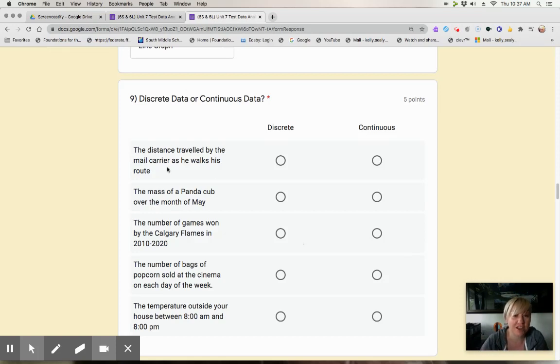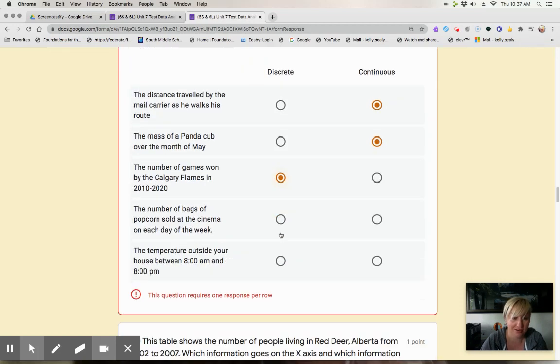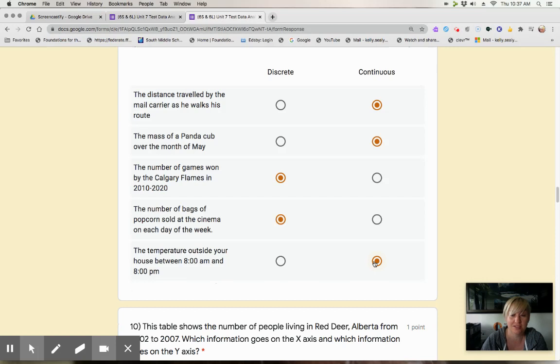The distance traveled by the mail carrier can be measured in decimals, that's continuous. The mass of a panda cub over the month of May can be measured in decimals, so continuous. The number of hockey games won by the Calgary Flames can only be measured in whole numbers, so that's discrete. The number of bags of popcorn sold at the cinema, only whole numbers, that's discrete. And the temperature outside your house between 8 a.m. and 8 p.m., that can be in decimals, so that is continuous data.